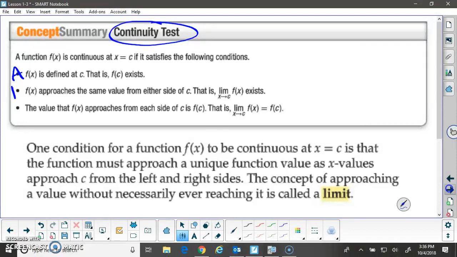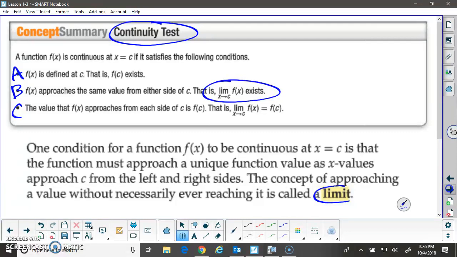The second part, call it step B, is to show that the function approaches the same value on either side of C. That is, the limit of the function as x approaches C exists. This is some new notation that we use. And then part C, we have to show that the value that f of x approaches from either side of C, that we found in part B, is equal to the same thing found in part A, f of C.